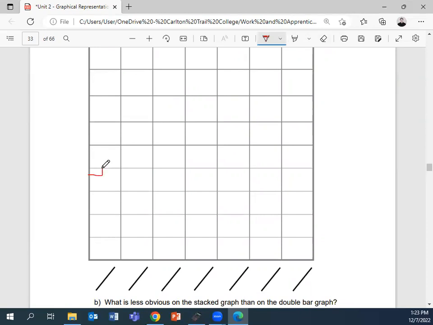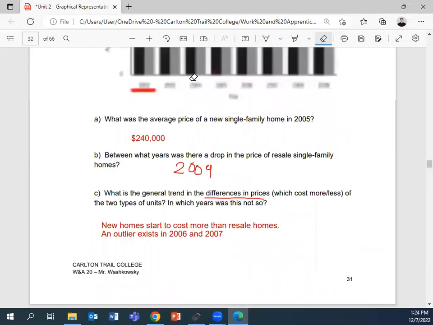So before, when we had a multiple bar graph, it looked something like this. Don't draw this in. It looked something like this, right? What a stacked one does is it takes all that data and puts it on top instead. And that's why it's called stacked, because they're stacked on top of each other. So let's take that data and let's do that.